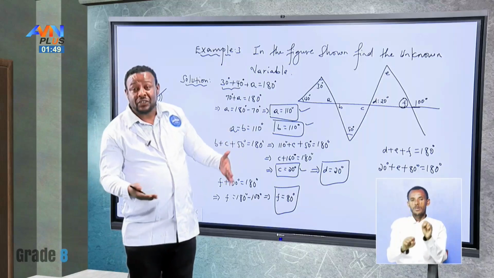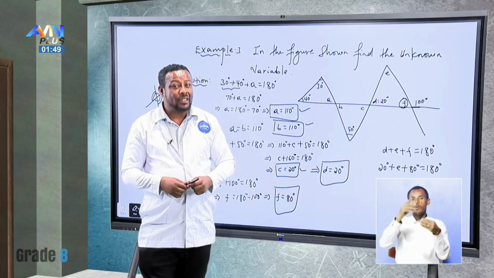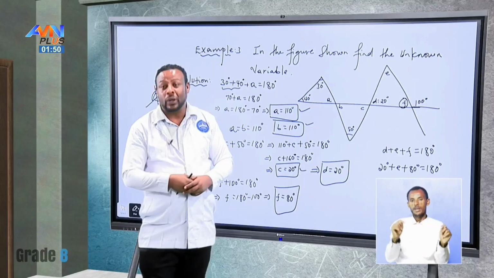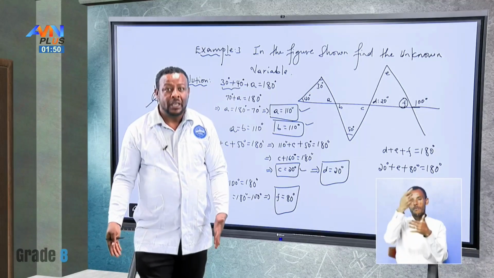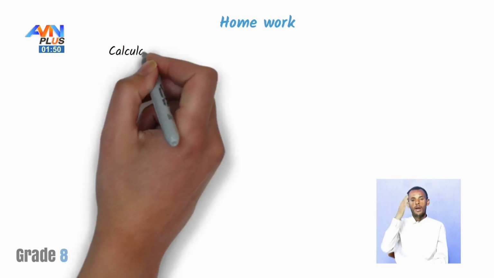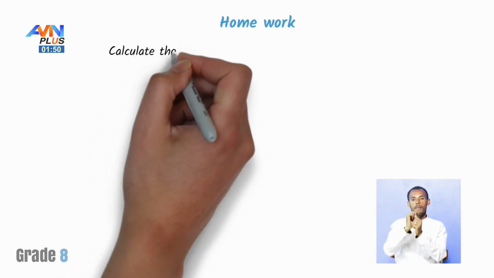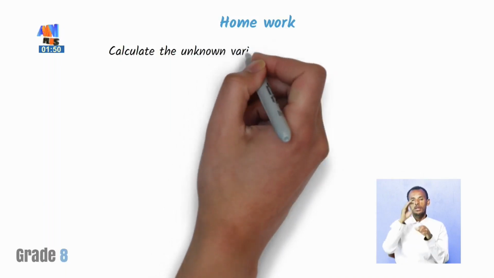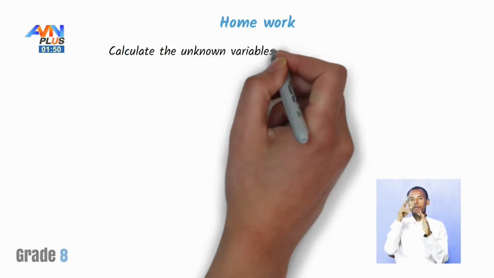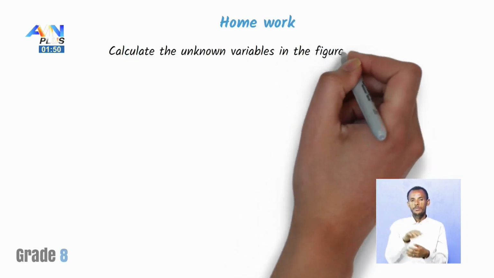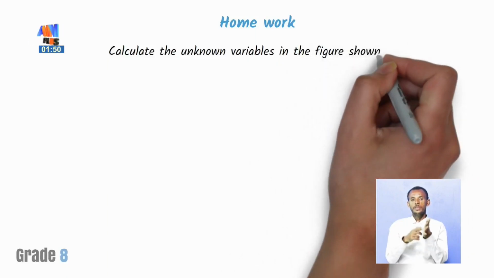If this is clear, I will give you one practice question for you to practice. Hopefully you can try and calculate all the unknown variables, right? So this is your homework. Calculate the unknown variables in the figure shown below.